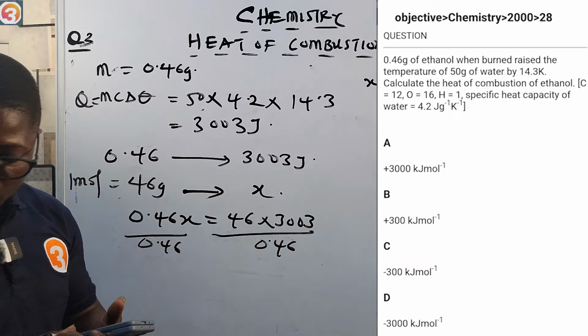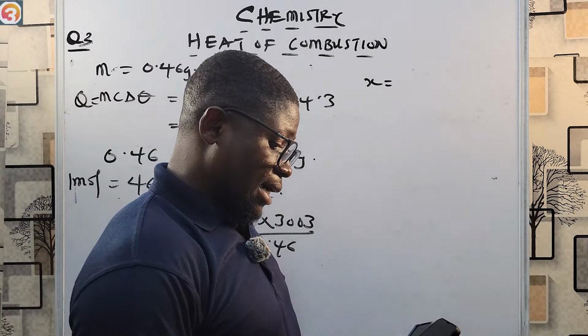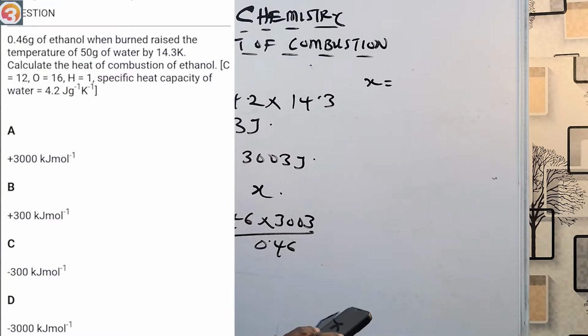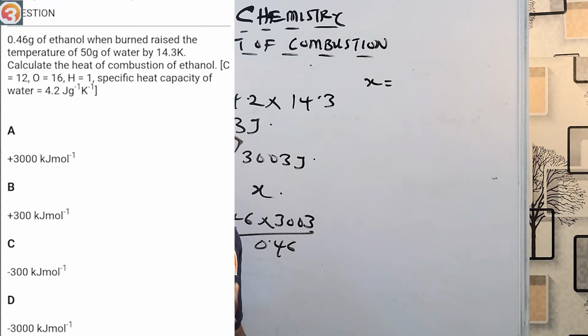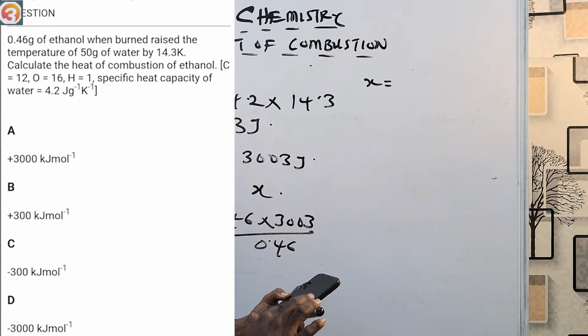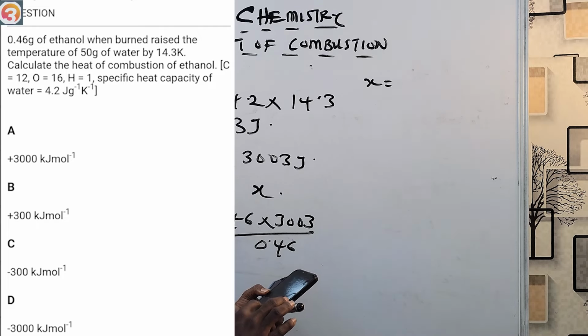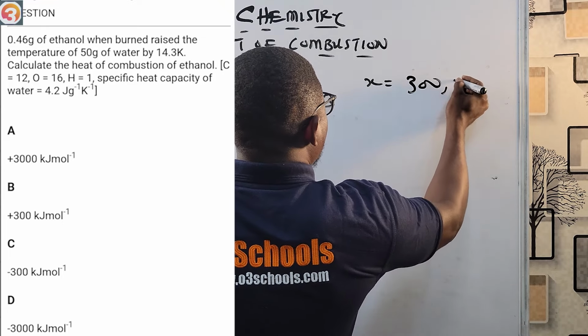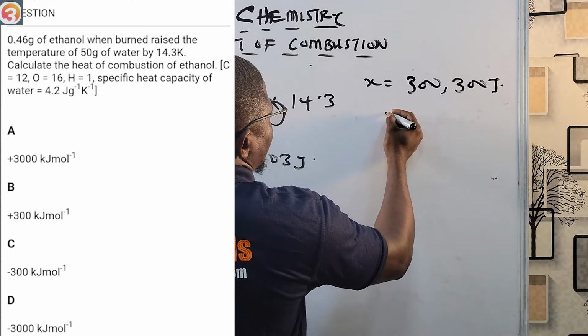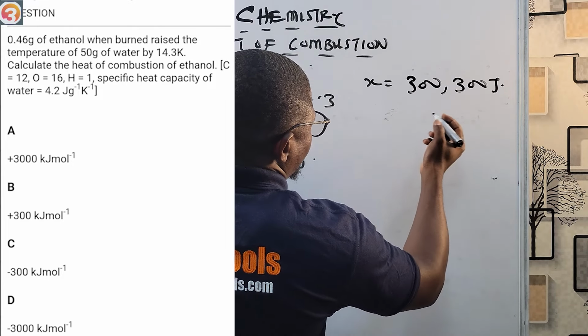If you divide both sides by 0.46, our X will be equal to, press your calculator again, it will save you time and give you accuracy. Some of you know who play calculator. Please learn how to use a calculator. Some of you want to choke me because I'm saying the truth. So 46 times 3003, then divided by 0.46. That will give us 300,300 joule. That is exactly the same thing as 300.3 kilojoule.